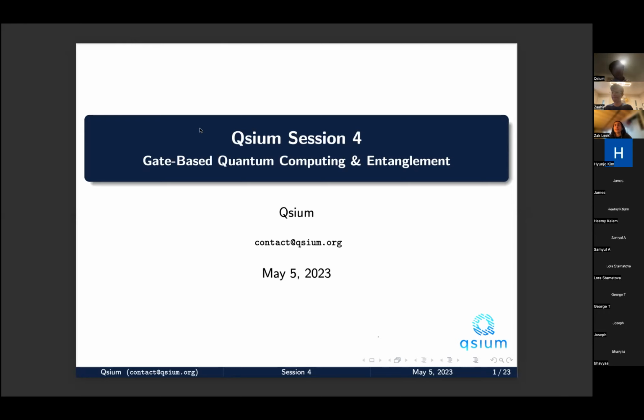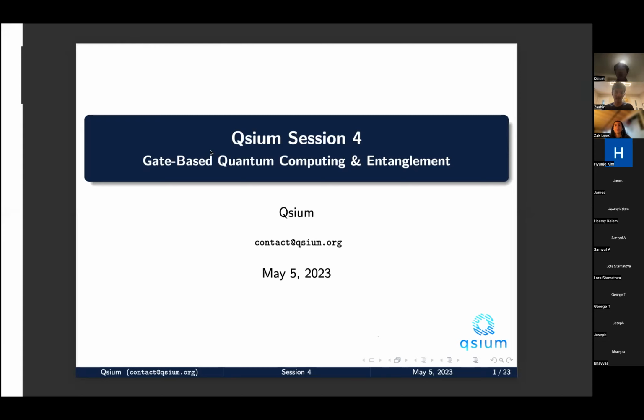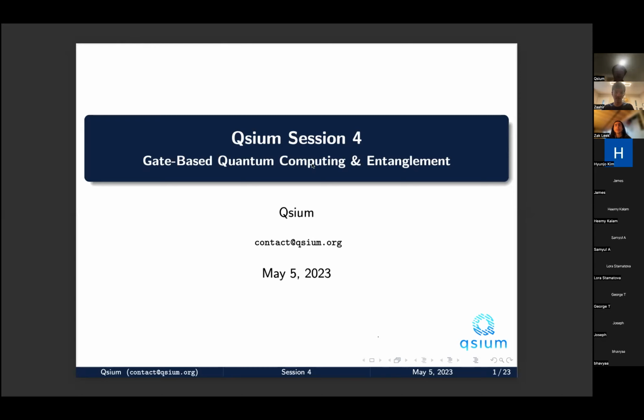Today's QSium session 4. Today we're going to talk about gate-based quantum computing and entanglement. So today we're going to learn about the building blocks of quantum computing, which are quantum gates. Just like logic gates are the foundations of classical computing, quantum gates are the foundations of our quantum computers. Also, if you have any questions throughout the lecture, just leave it in the chat, and hopefully someone will answer it for you.